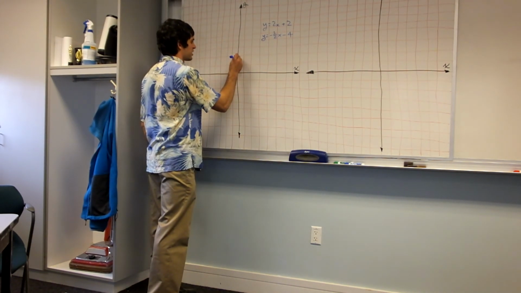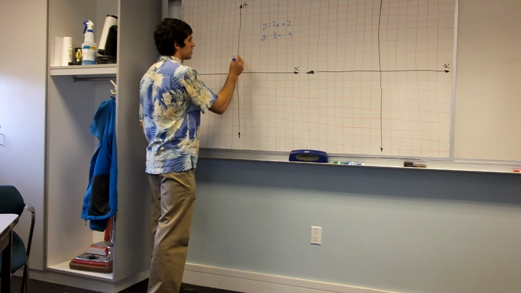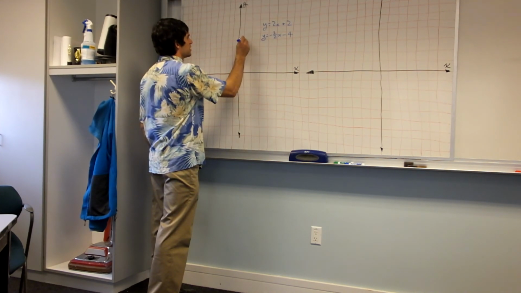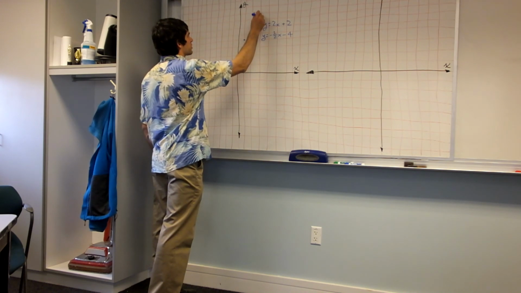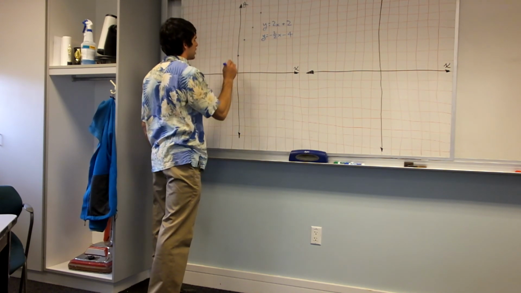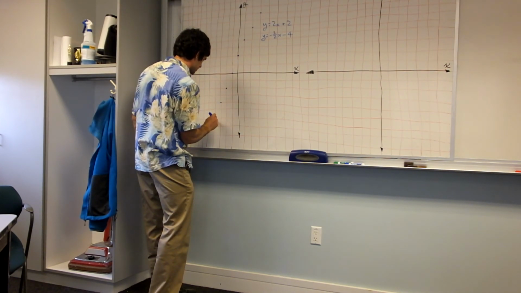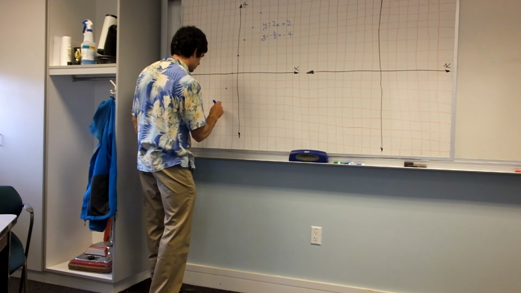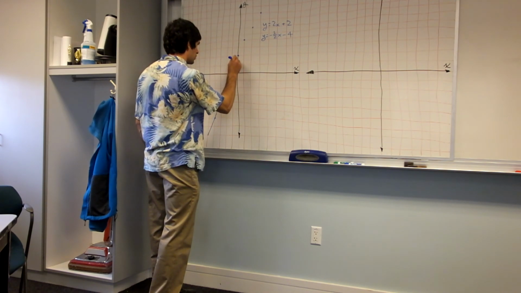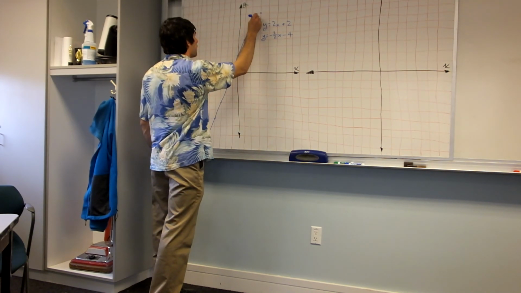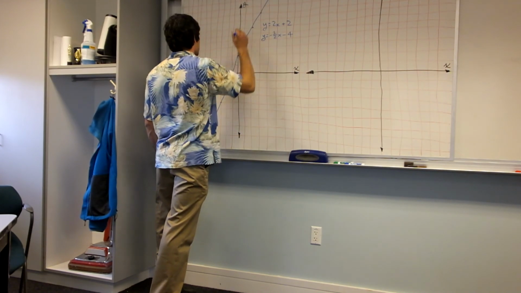We have our y-intercept is 2, our slope is 2, so we're going to have these 2 points. Then we're just going to draw our line on the grid like this. So that's what our first equation is going to look like.